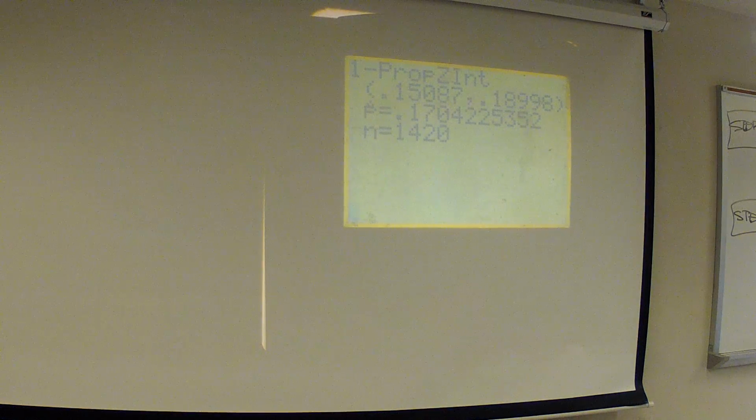P hat is exactly the same because the ratio of 242 to 1420 is the same as the ratio of 121 to 710, thank you. But the difference is you saw it on a larger sample, which makes the curve higher and the tails drop. Essentially, n has gotten so big that the margin of error is negligible at that point.